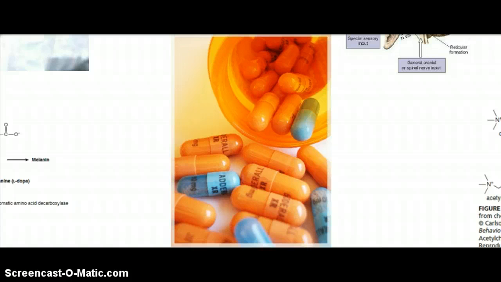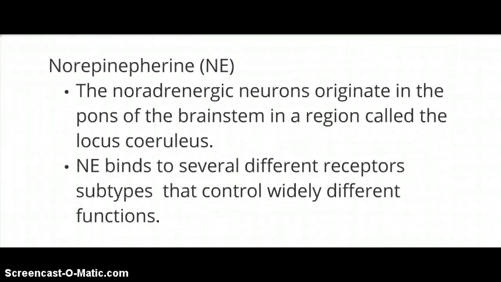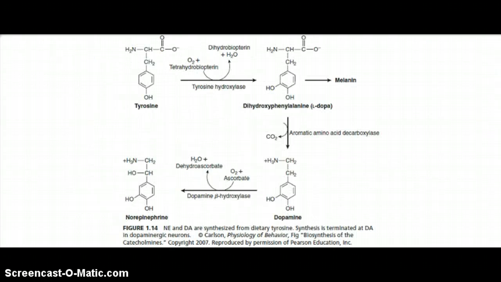Here's Adderall. I'll bet you if you're in college you've heard of Adderall. Adderall would increase levels of norepinephrine. So norepinephrine, and we call those neurons that have norepinephrine as their predominant neurotransmitter, noradrenergic neurons. They originate in the pons in an area called the locus coeruleus. And norepinephrine binds to several different types of receptor subtypes, and there's lots of different things that it controls, more so than just arousal.